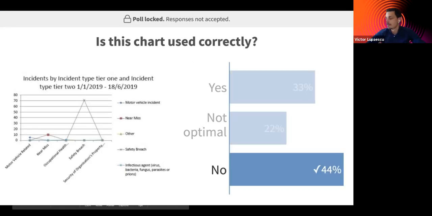Let's see. 44% said no. Okay, let's see the overall percentage first. So it's 58% of you have answered correctly on average to all these questions. So we've gone from 51.2 to 58% with the higher difficulty in questions. So great job, really. I'm really glad that you've learned something today in this session.